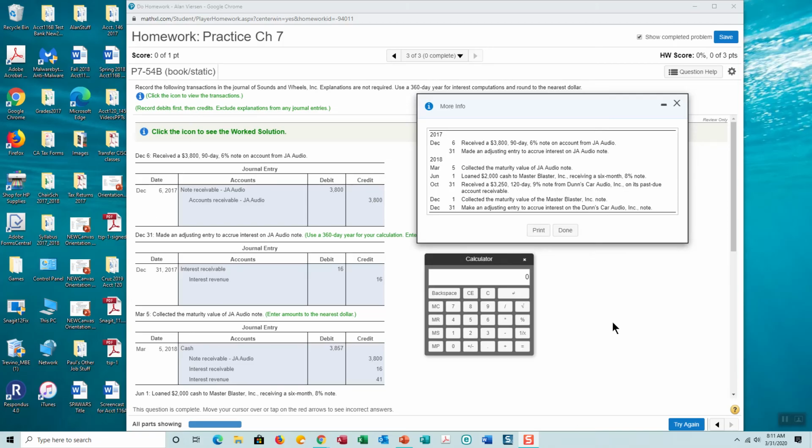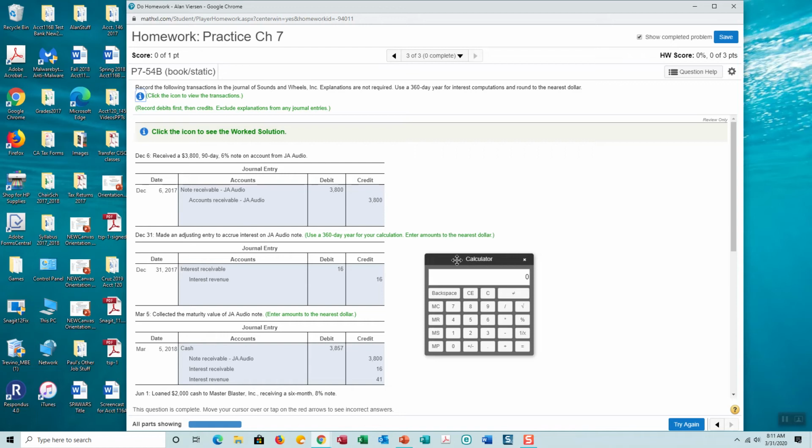Okay, so here's a good practice problem that kind of covers everything in Notes Receivable. The problem says record the following transactions in the journal of Sounds and Wheels Incorporated. Explanations are not required, and it's going to use a 360-day year for the interest computations. Here's a list of all the journal entries we're going to be doing, and I'll do them one by one.